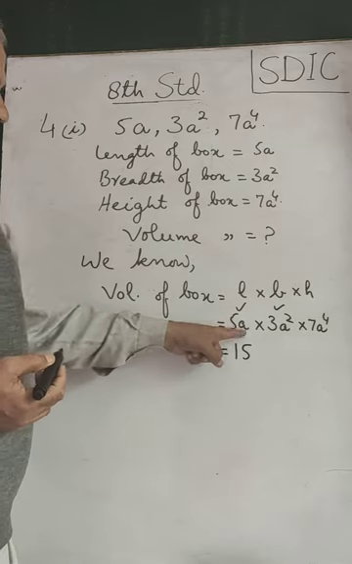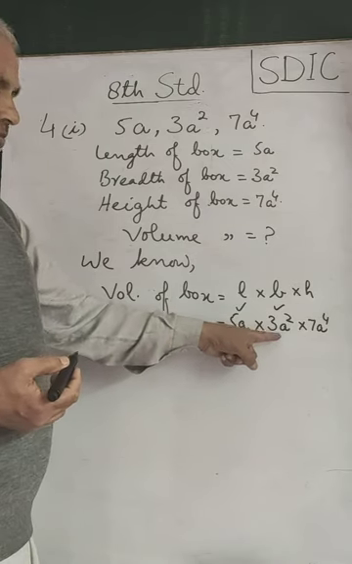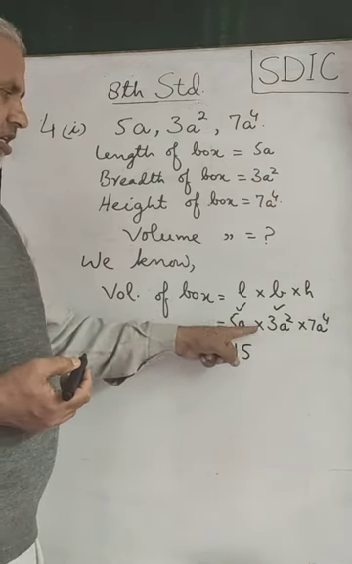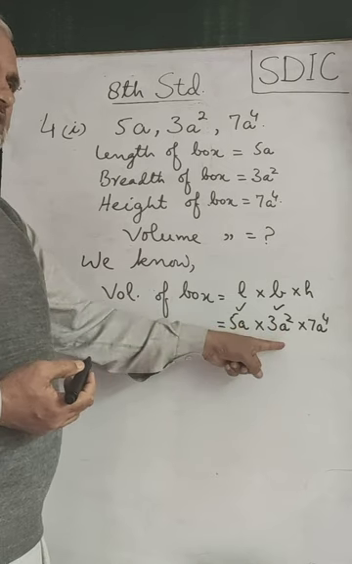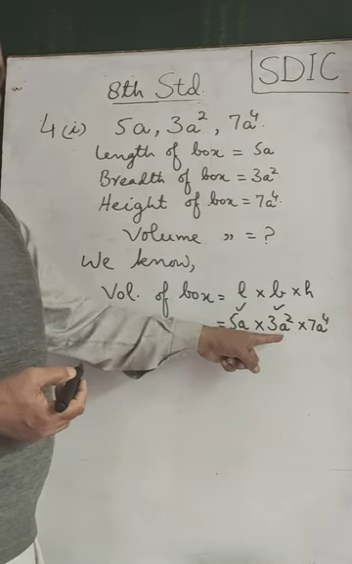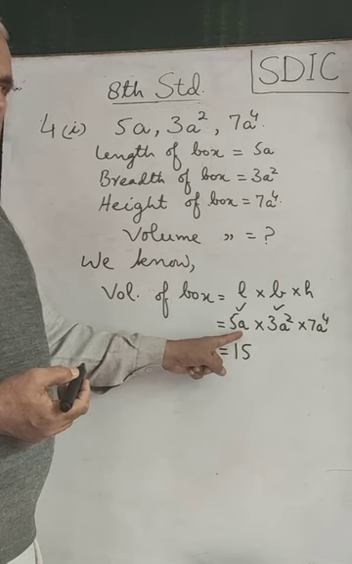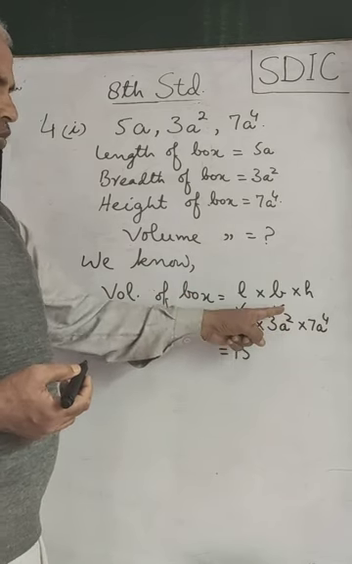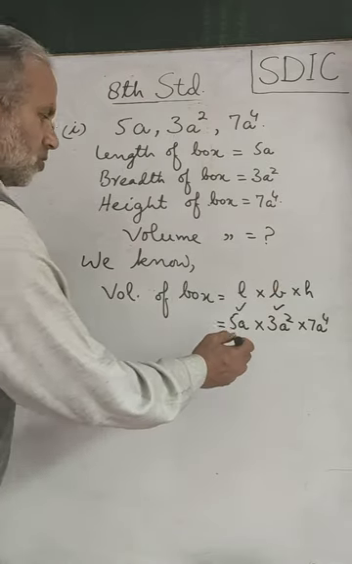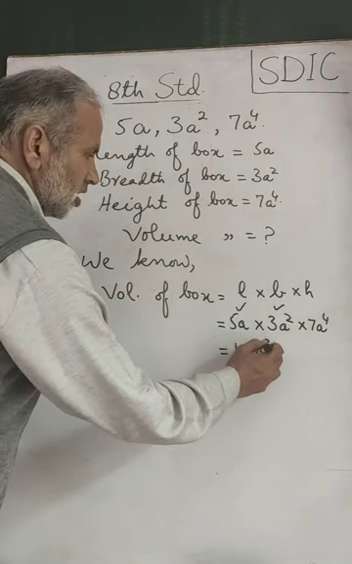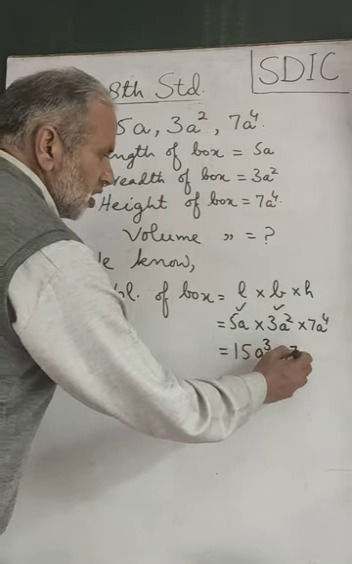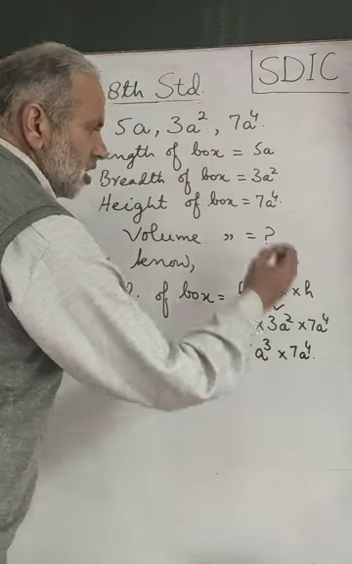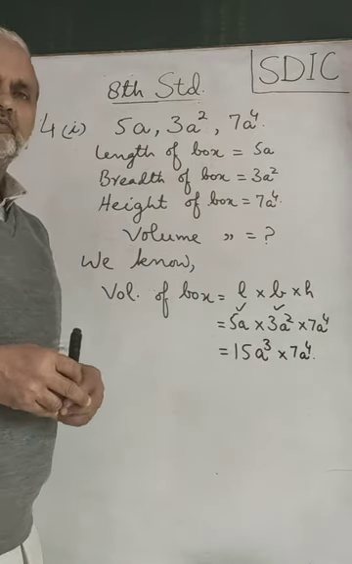And then multiply the variable part of these two monomials. A times a square: bases are same in multiplication, powers are added. What is the power of this a? Nothing is there, so 1. Power of this a is 2. Add them, 1 plus 2 will be 3. It is a raised to power 3 therefore. The third monomial we will keep same, 7a raised to power 4.